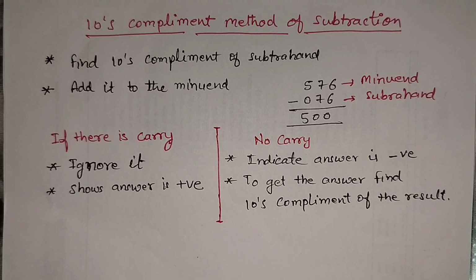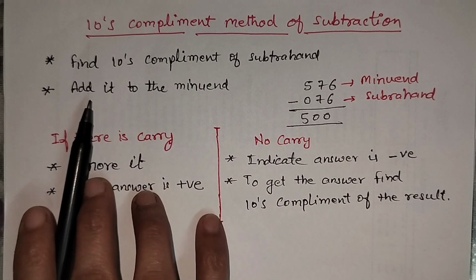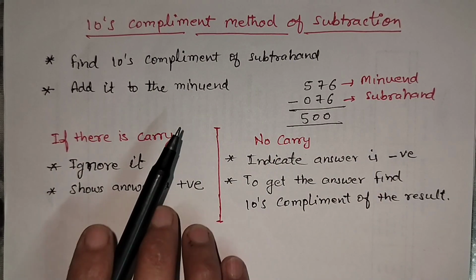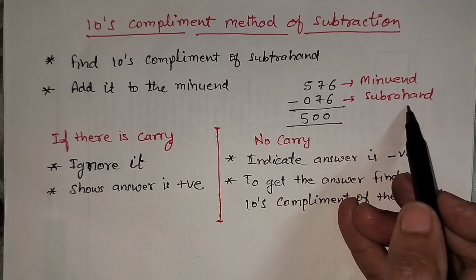Hello friends, here we will discuss tens complement method of subtraction. It is very simple. First find tens complement of the subtrahend and add the result to the minuend. This is minuend and this is the subtrahend.